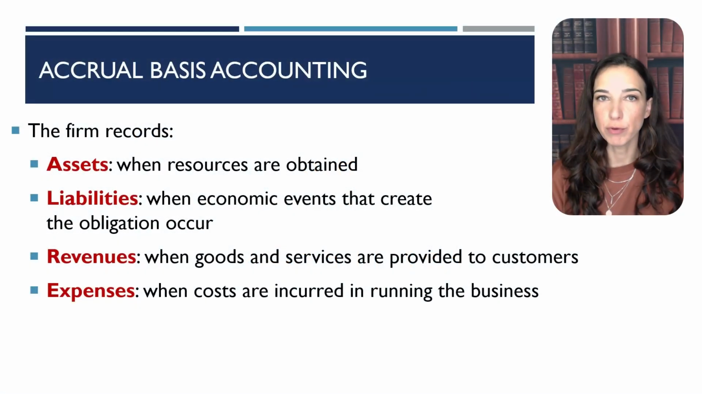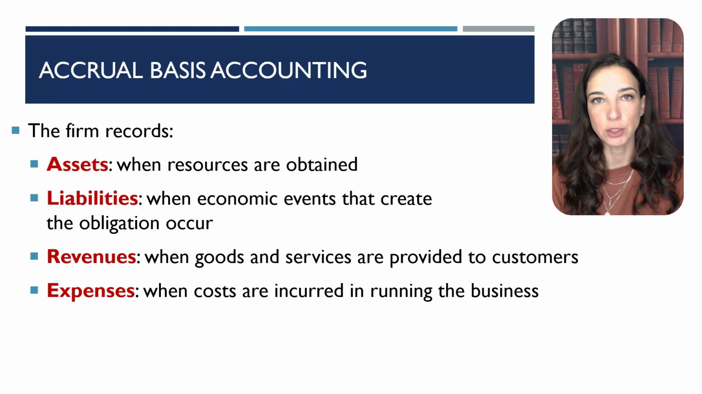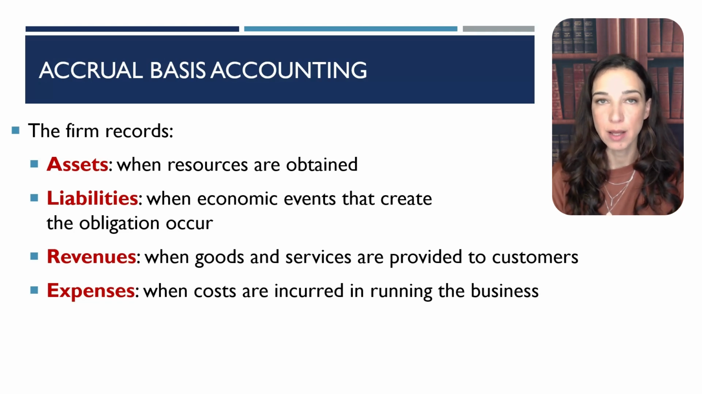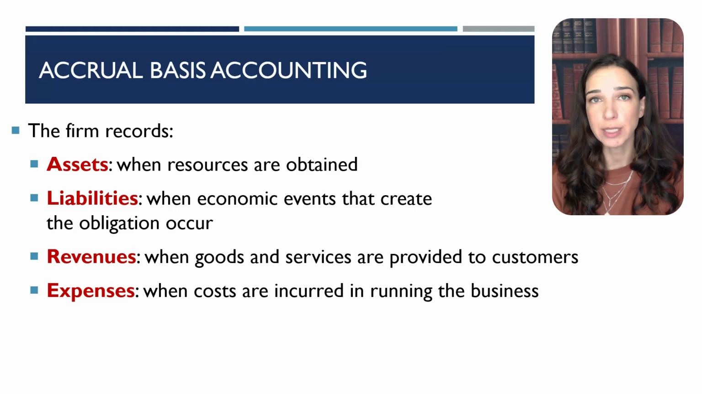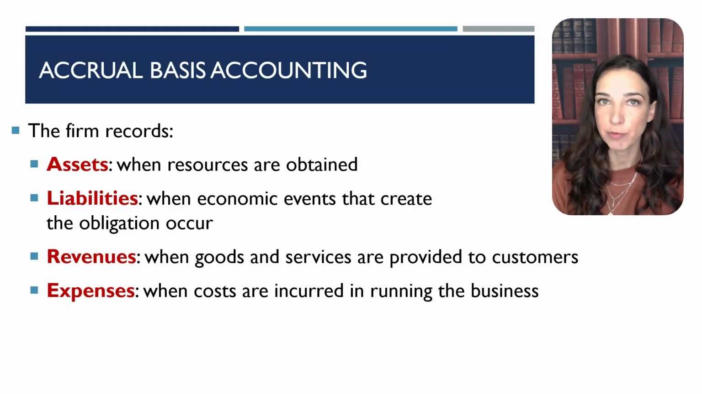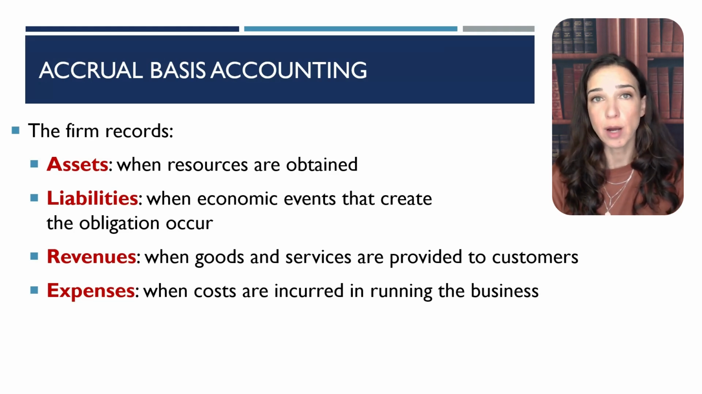Let's start with a refresher of when various balance sheet and income statement items actually get recorded under accrual accounting. Assets are recorded when the company obtains those resources. Liabilities are recorded when economic events or transactions generate an obligation to an outsider of the firm. Revenues are recorded when the company does its job, when goods or services are delivered to the customers. And expenses are recorded when costs are incurred that helped to run the business, that helped to generate revenue.